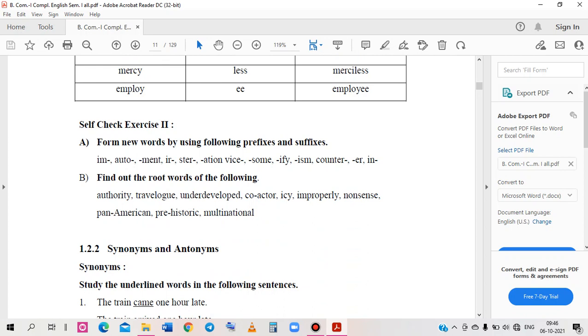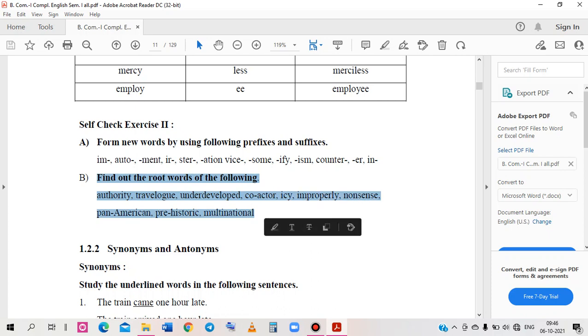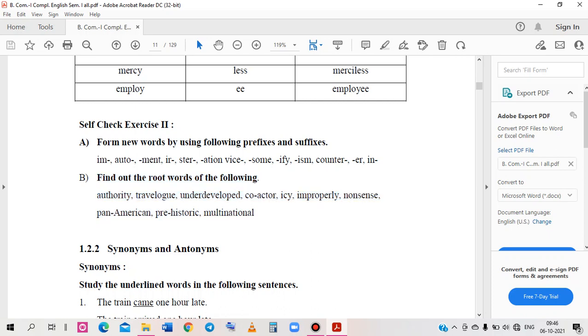Ment, ation, some, ify, ism, counter, and in. Now you should find out the root words of these. For example, authority, travelogue, underdeveloped, co-actor, policy, improperly, nonsense, pan American, prehistoric, multinational.